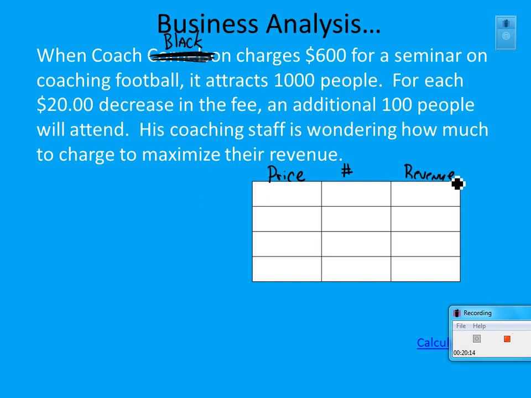So let's look at what they got so far. They said when we charge $600, we can get 1,000 people to show up. So our revenue is an impressive $60,000. Then it says for each $20 decrease in the price. So if I drop my price to $580, an additional 100 people is going to show up. When I ran that through, I had $638,000. So that also means that this one should have been $600,000.